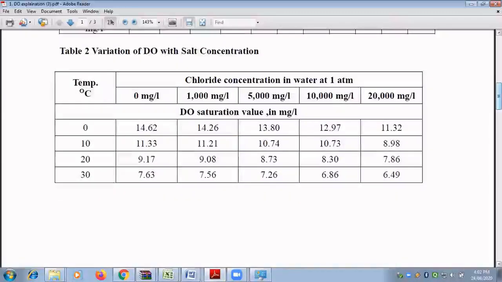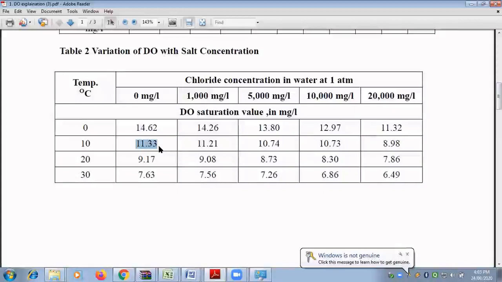Now table number 2 depicts the variation of DO with the salt concentration. Here we have considered chloride as a salt, and the chloride concentration in water at 1 atmospheric pressure is taken into consideration. So if we take a temperature, let's say 10 degrees Celsius, at 0 mg per liter we have a DO saturation value of 11.33.